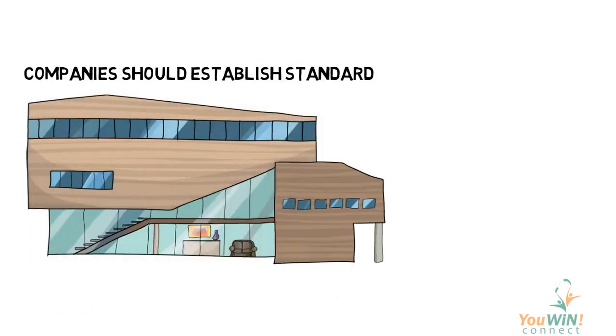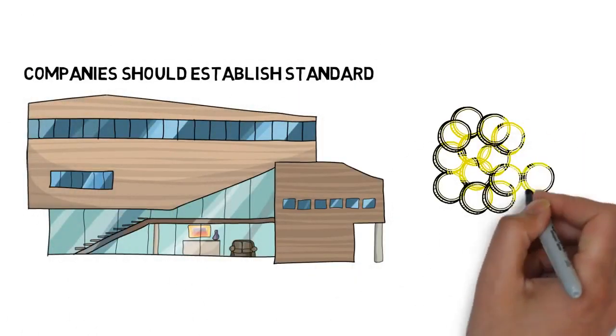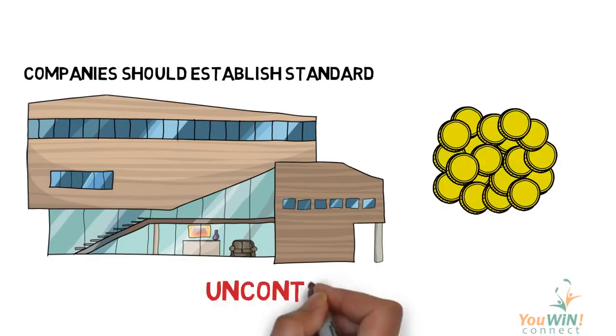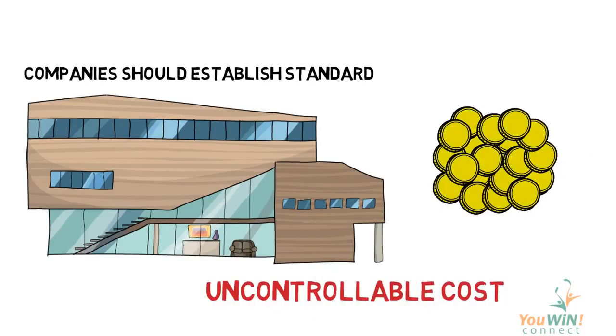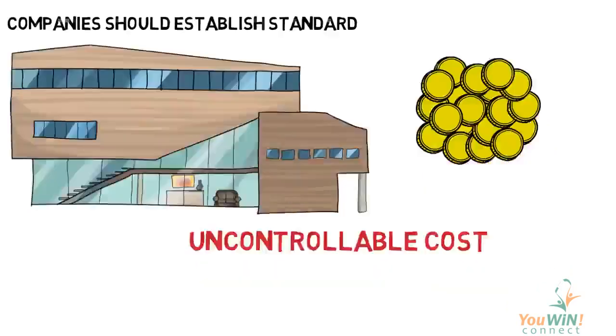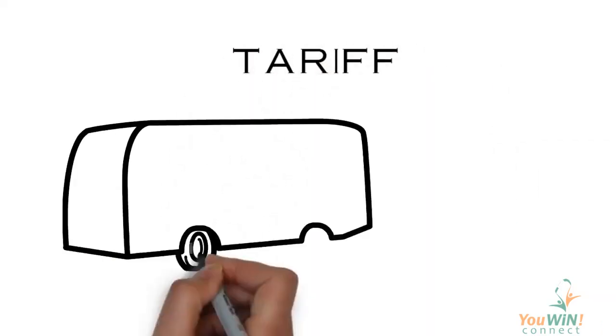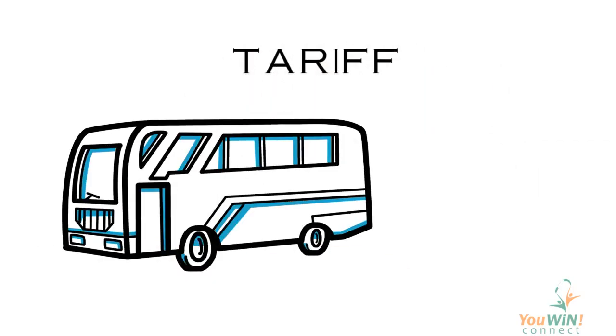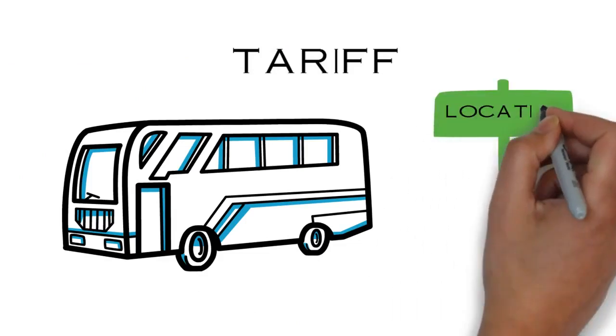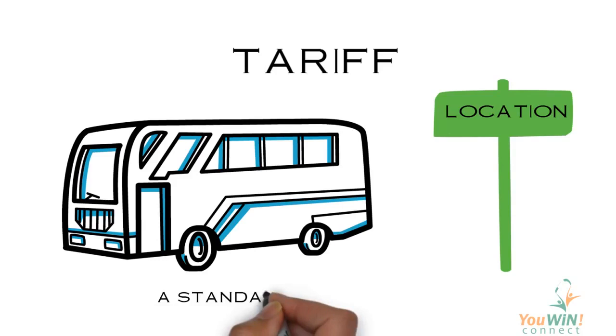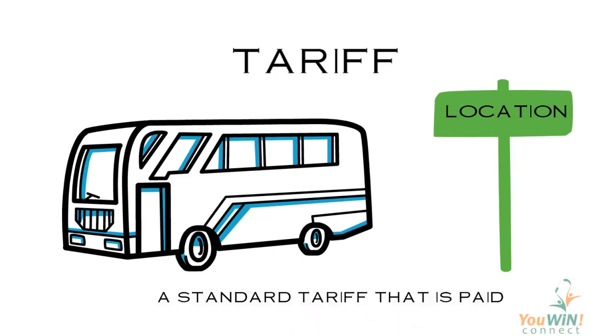Companies should establish standards for all costs and should begin with uncontrollable costs. For example, you can set a tariff for transportation in your business. These are standard costs. Based on the location, there's a standard tariff that is paid. This helps to watch and control cost.